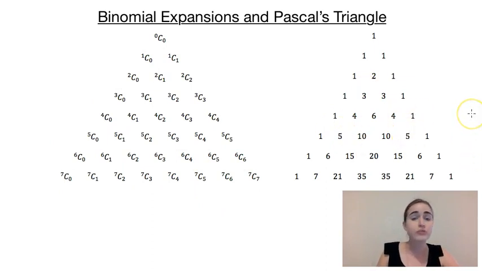So if we know, for example, that we want the 7th row, then we can just go through and figure out those combinations to get these numbers, rather than building the whole Pascal's triangle.